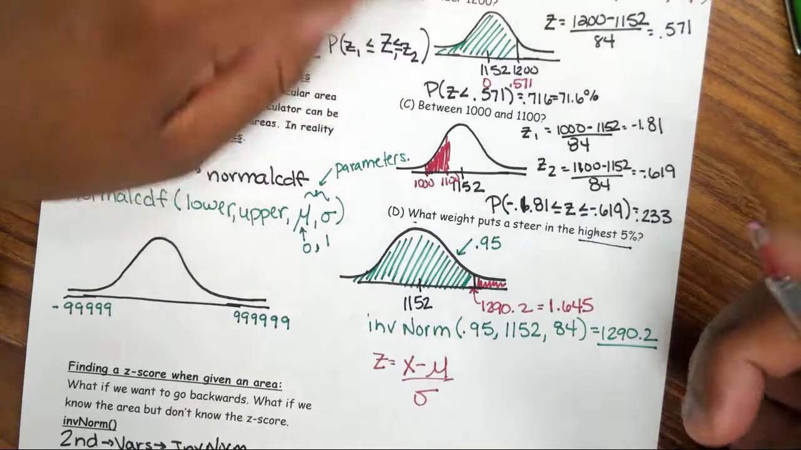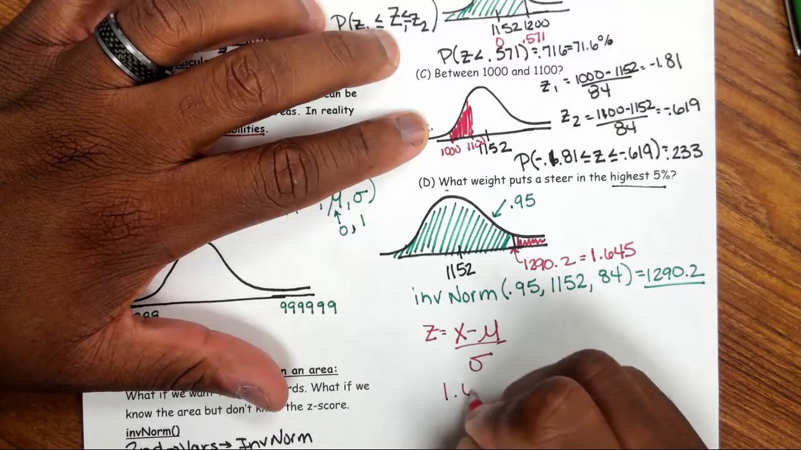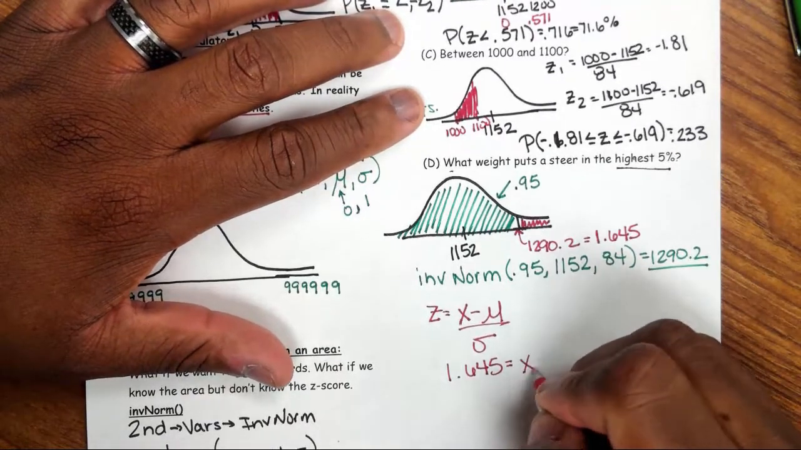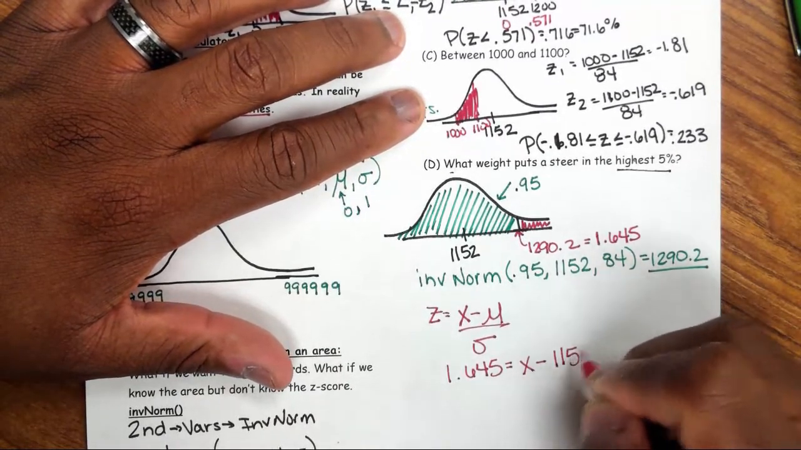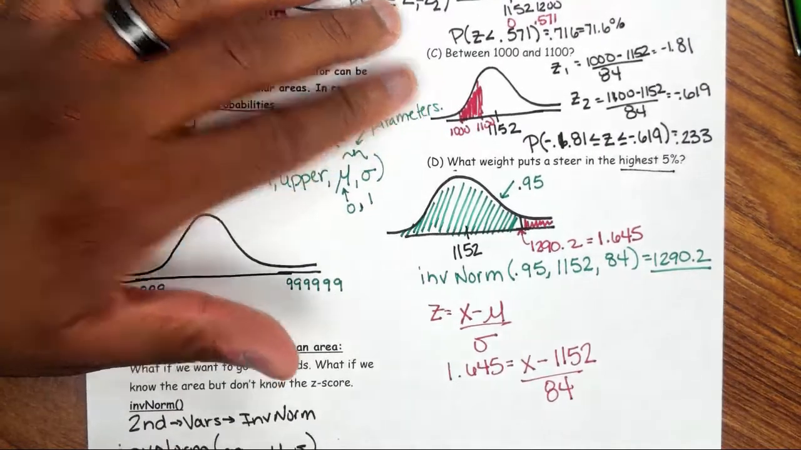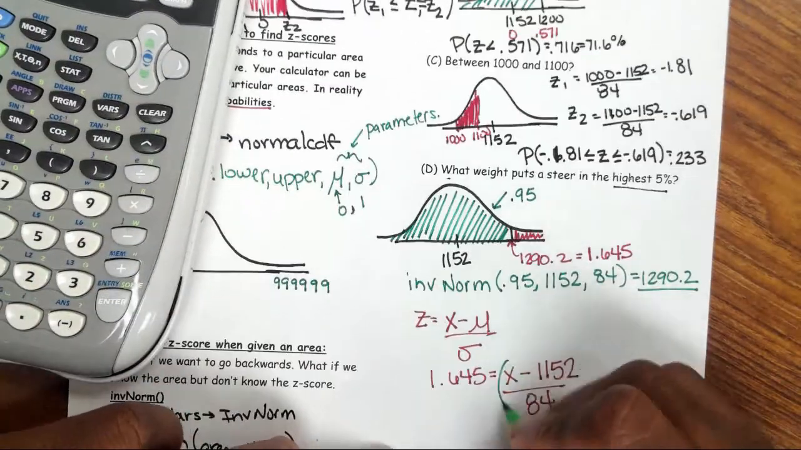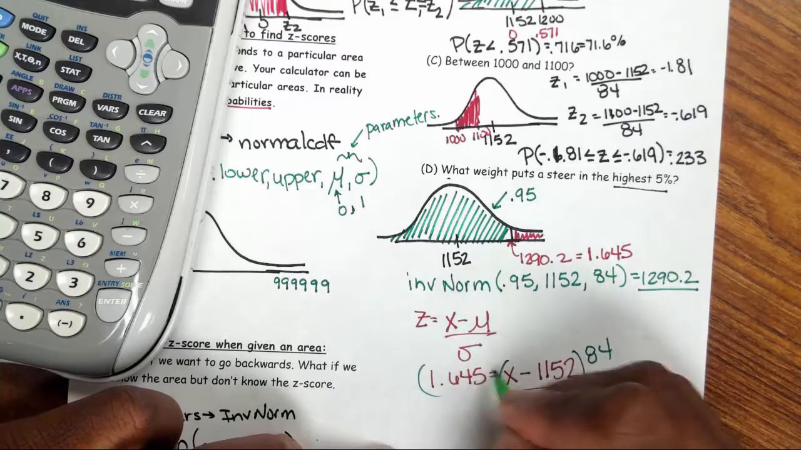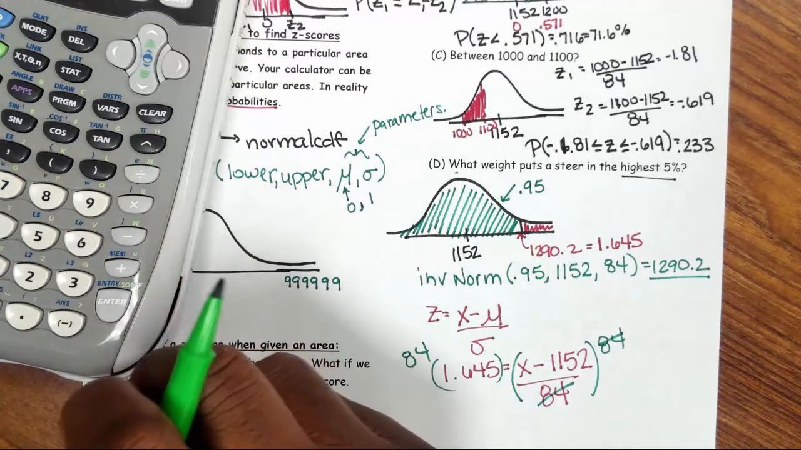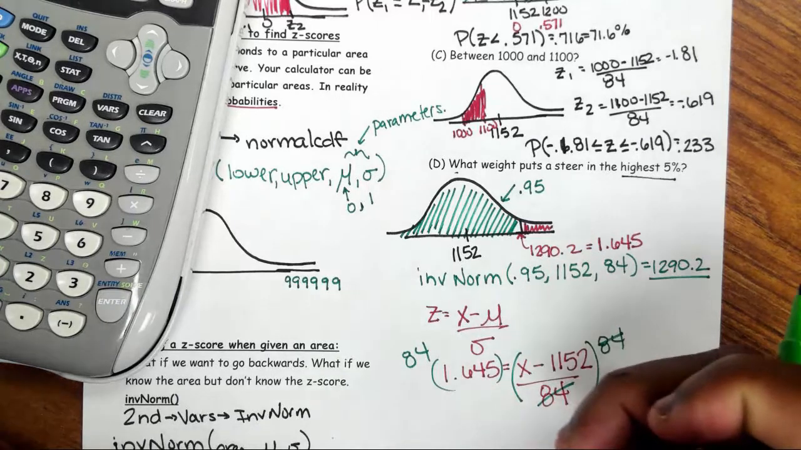So in this formula, what we're going to do is plug in what we know. We know z is 1.645. That's equal to, we don't know the x, that's what we're looking for, so this is x minus the mu, 1152, divided by the sigma, which is 84. We're going to solve an equation for an unknown variable here. To solve, we're going to multiply both sides by 84 first, to clear the fraction.